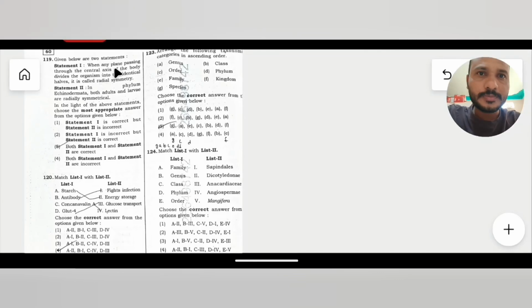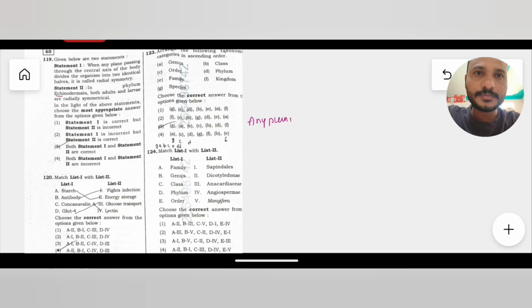Given below are two statements. This is a statement-type question. Statement 1: Any plane passing through the central axis of the body divides the organism into two identical halves is called radial symmetry. Here the keyword is radial symmetry.